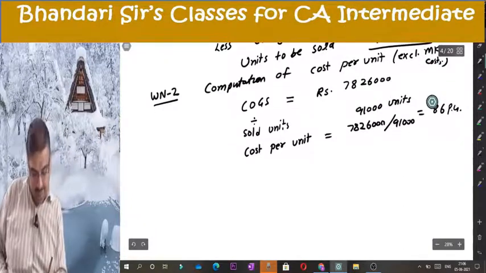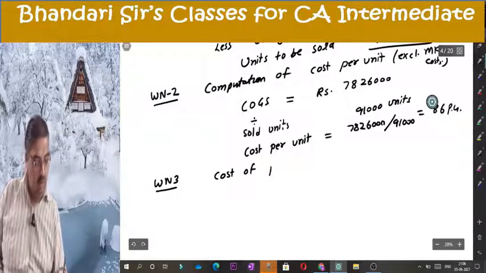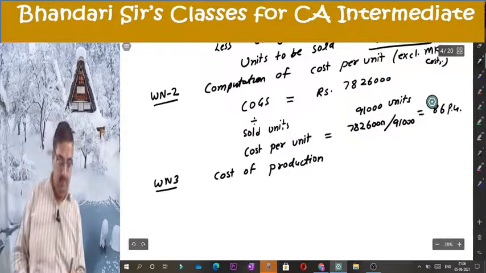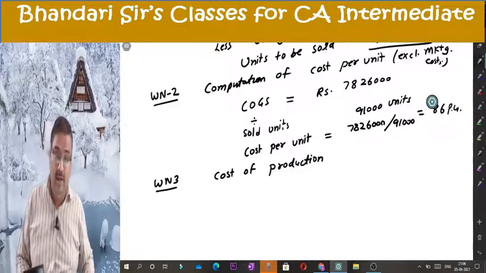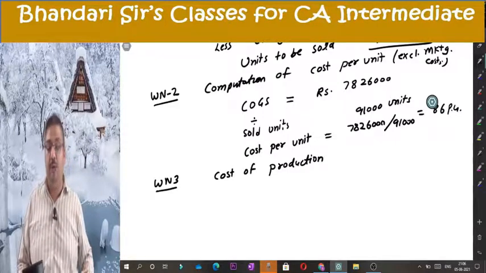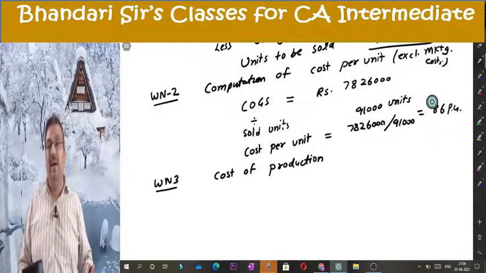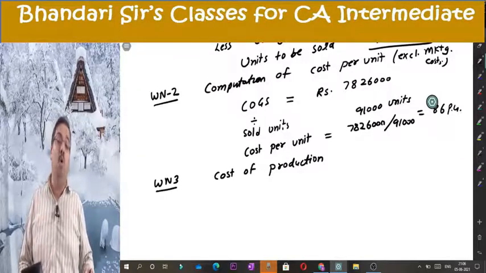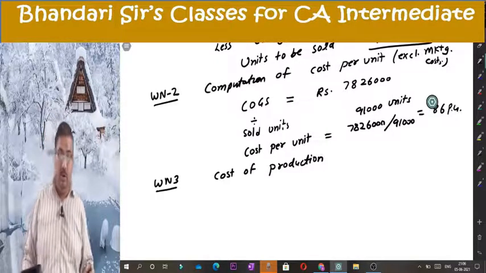Working note 3. Cost of production. Cost of production is very simple. When I multiply cost per unit with units produced, I will get cost of production. Or alternatively, what I can do, I should look at value of closing stock.